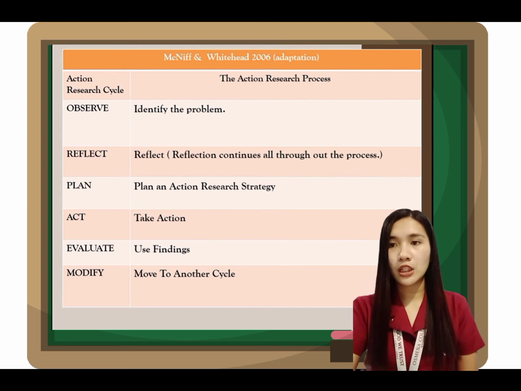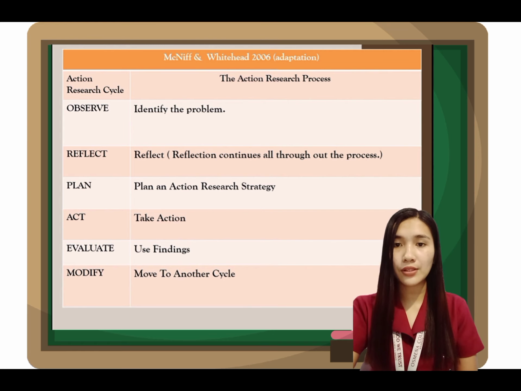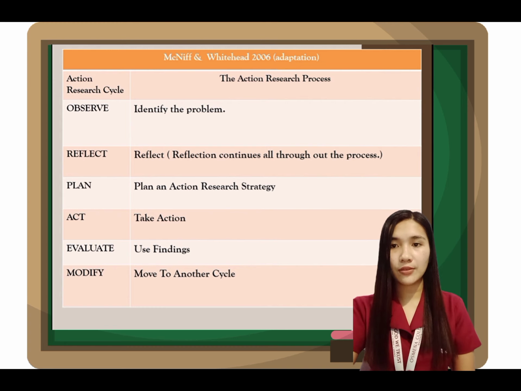So the first question is, based on observation and noticing, what problematic situation prevails in the classroom? Second, which of these problems shall I focus on? And third, what does literature say about this problem? On what theories or principles I learned before is the problem anchored? Next is reflect. So reflect is about the reflection that continues all throughout the process. It answers the following questions given below.